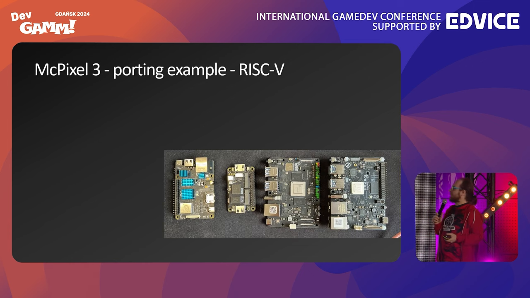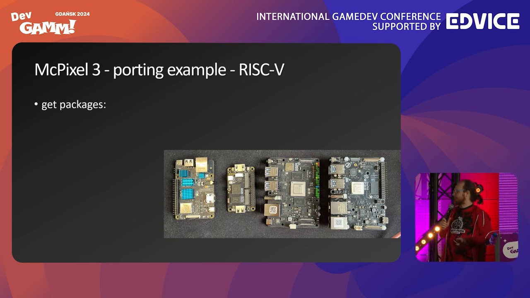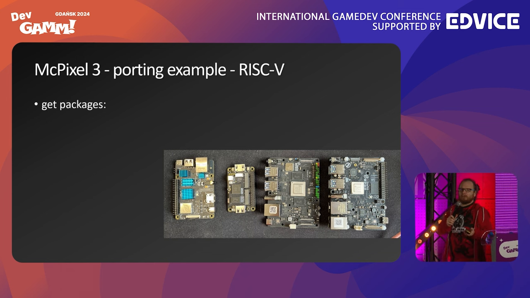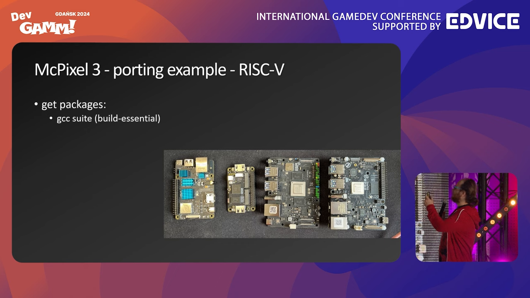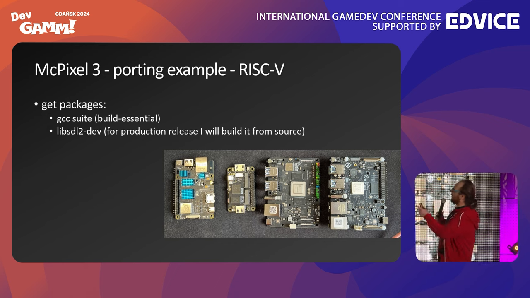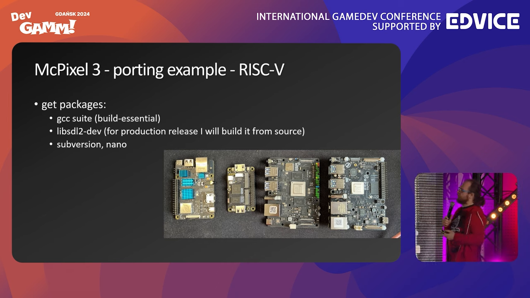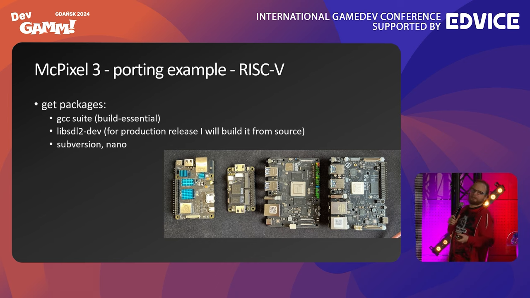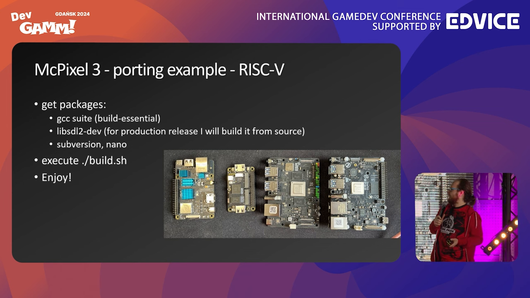Now, a porting example. RISC-V is like a new processor architecture. It's kind of unprecedented. No commercial games have been released on it. So what I need to do is plug this in, install Linux, and get the build files so I can build. I get SDL, because that's what I use for most platforms, and SDL supports Linux on RISC-V. And I need some version control to just pull the repository. So I execute build, and that's it.